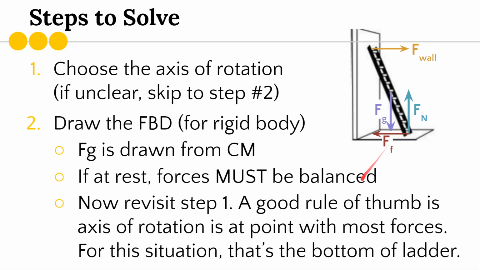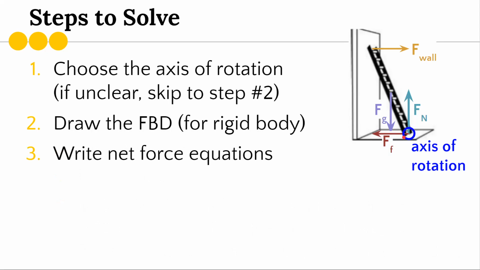Okay, and so I'm going to call this my axis of rotation, meaning that the ladder could potentially rotate about this fixed point. It's obviously not rotating right now because, again, we're dealing with something at equilibrium. So axis of rotation down here. All right, so those are the first 2 steps. We've identified our axis of rotation.